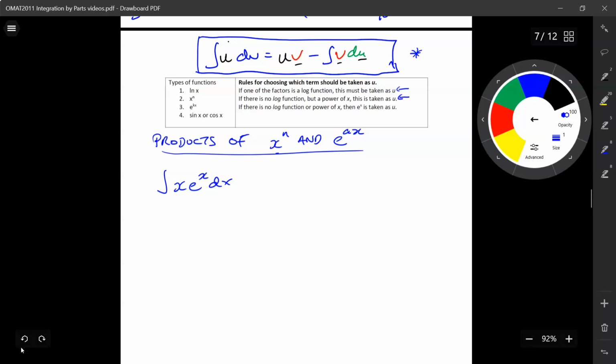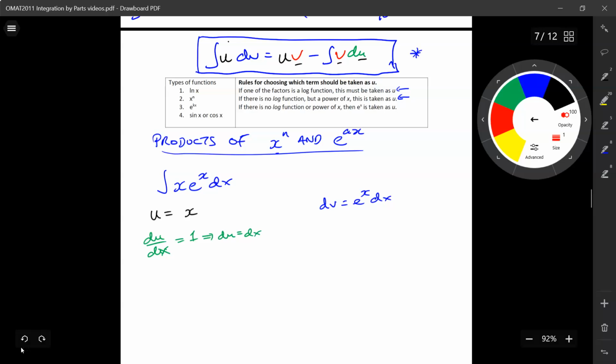And you go to the rules in sequence. Rule number 2. If there is no log function but a power of x, this is taken as u. So we see here we've x to the power of 1, so we can let that equal to u. dv is whatever's remaining in the product, so it's exponential x dx. Then on the left hand side I can differentiate, du dx, which is equal to 1. That implies that du is equal to dx.